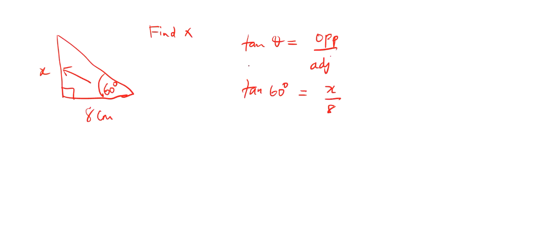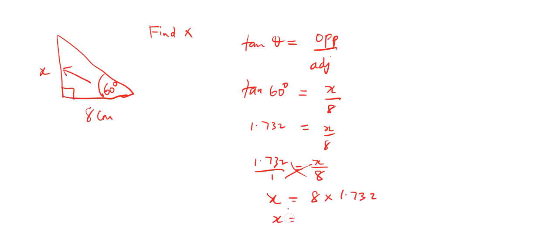So tan 60 is 1.732, which is equal to x over 8. I'm going to rewrite this as 1.732 over 1, which is equal to x over 8. Cross multiply. So therefore x is equal to 8 multiplied by 1.732, and therefore x is equal to 13.9 cm.